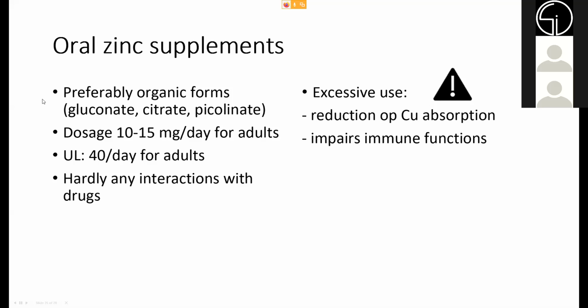Excessive zinc should be avoided because it can reduce the copper absorption and it can impair immune function as well. Too much zinc inhibits the function of T and B lymphocytes, so be careful when supplementing zinc. Too much creates damage as well.